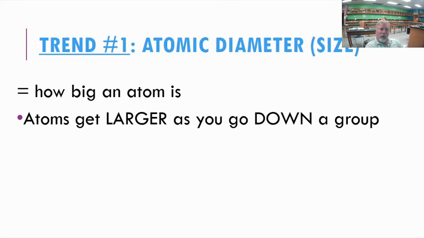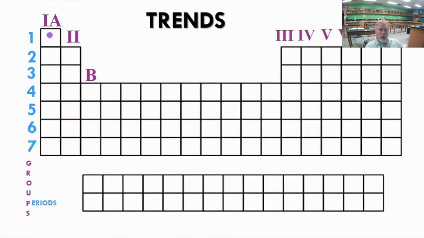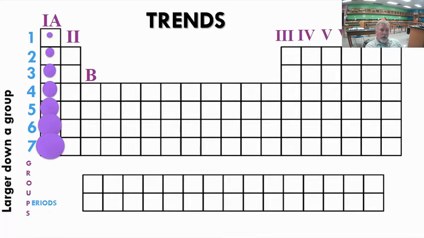So what I want you to do is on your blank periodic table, on the left column there, put a little circle up at the top and make circles getting bigger and bigger and bigger until you get to the bottom, number 7. I also want you to then put in the left margin there next to the period numbers, the atoms get larger as you go down a group.